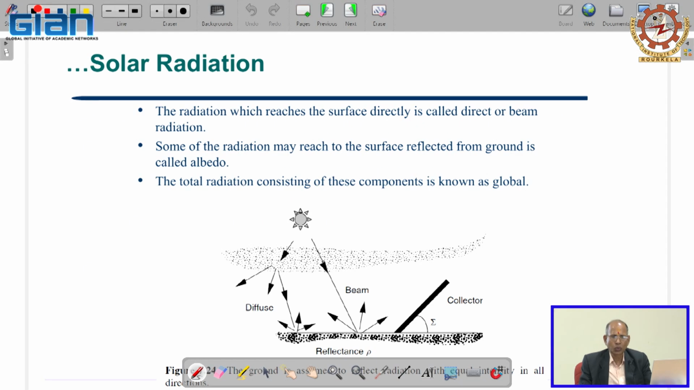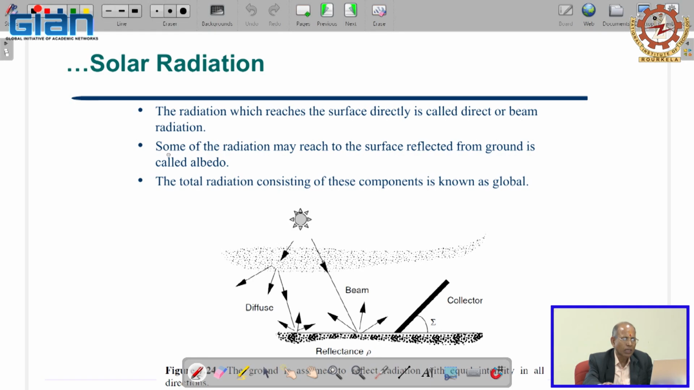So here we are going to see again the three important points I told you, how the sunshine will be finally falling on the PV panels. Okay. So here you can see in the figure that the radiation which reaches the surface directly is called the beam or direct radiation. Okay, some of the technical terms please try to understand. So whatever radiation reaches directly on the earth surface, we call the beam.